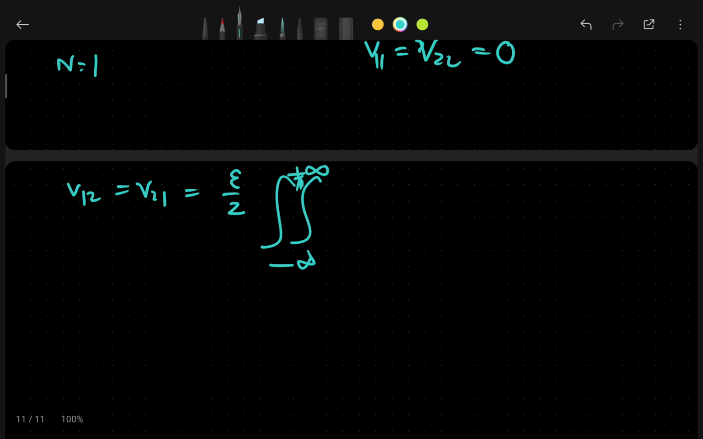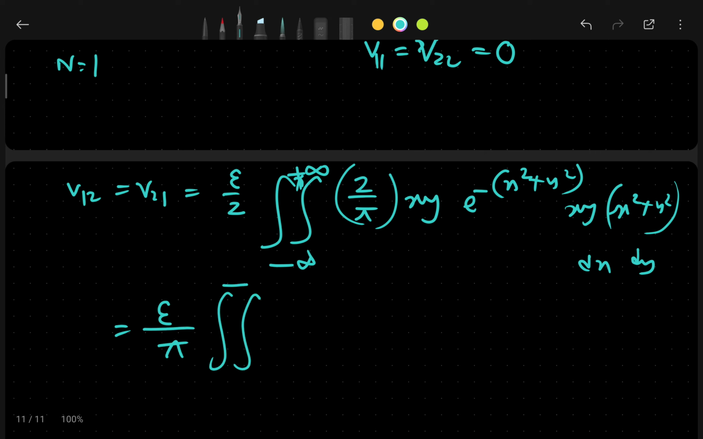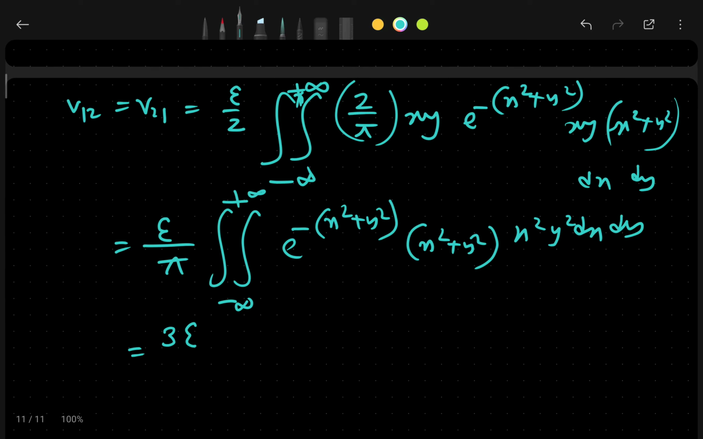∫ from −∞ to +∞ of 2/√π · x y e^{−(x²+y²)} xy (x²+y²) dx dy. So ε/π ∫∫ e^{−(x²+y²)} x²y²(x²+y²) dx dy = 3ε/4.